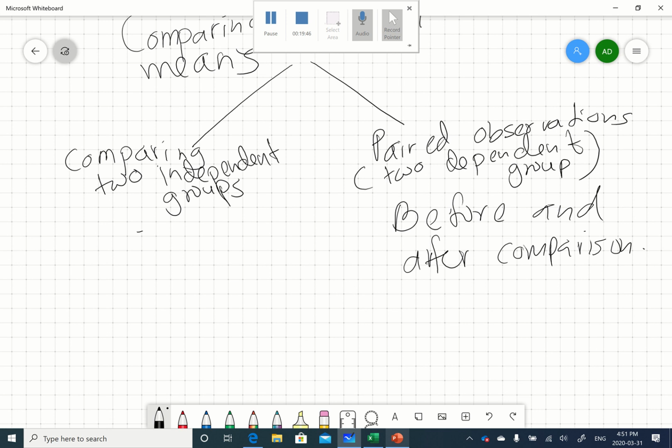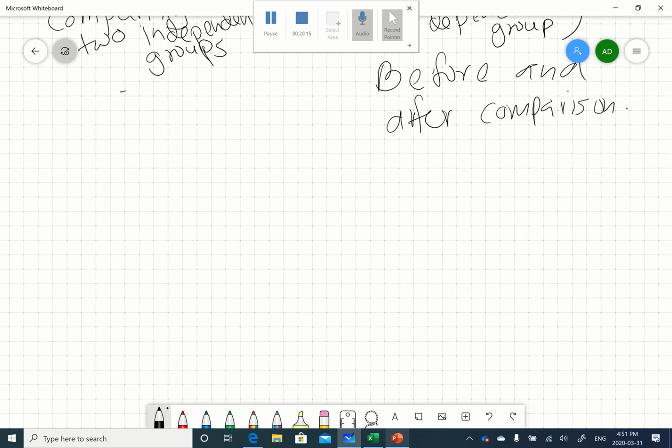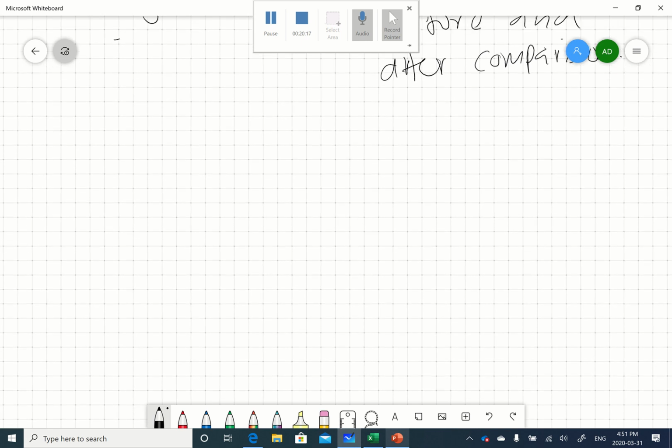Comparing males versus females goes under the independent category. So comparing product A versus product B, independent groups, right? So you have to make sure you correctly figure out whether I'm dealing with two independent groups or whether I'm dealing with two dependent groups, right? So that's all you need to know in order to perform a hypothesis test for two samples.